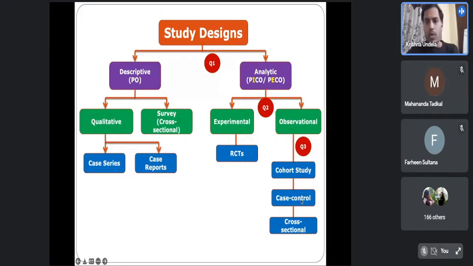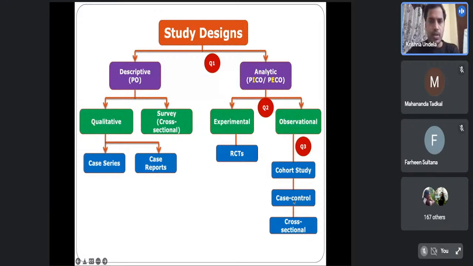And if you measure all the information at one point of time, like you are taking all the information on exposure, outcome, and any other information at one point of time, that's going to be the cross-sectional. So in cross-sectional, there is no directionality here. It is not prospective, it is not retrospective. It is one point of time. And a cohort study is usually prospective, and a case control study is usually retrospective in nature.